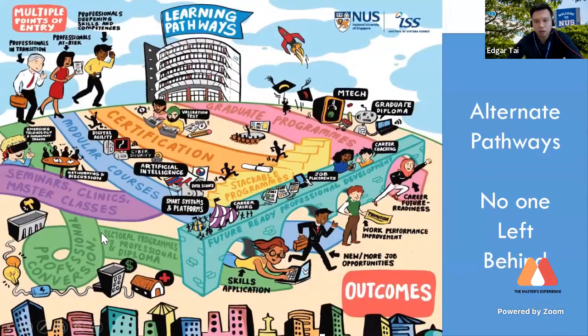This is what I mean by alternative pathway education. Other than the straight-on graduate diplomas and master's programs, we also have various ways that allow you to stack up to a master's program or a graduate diploma. So you can take on the courses in bite sizes, and it doesn't necessarily mean that you have to commit 1 to 2 years of your time directly into a master's program or graduate diploma.